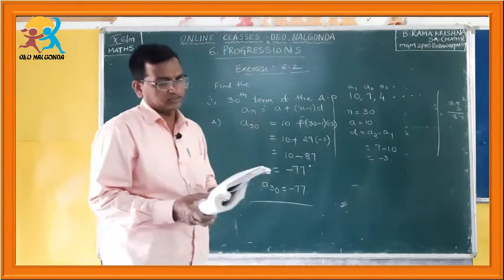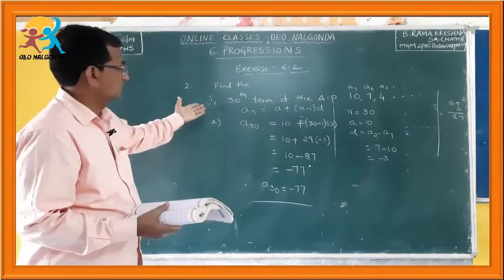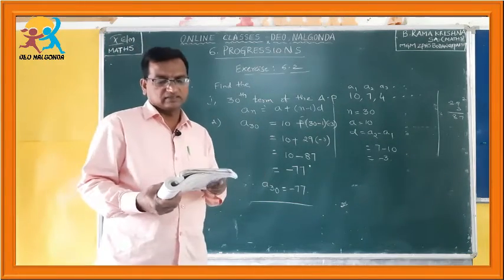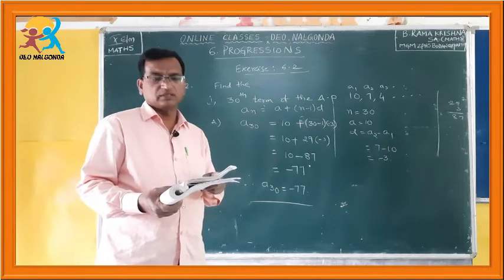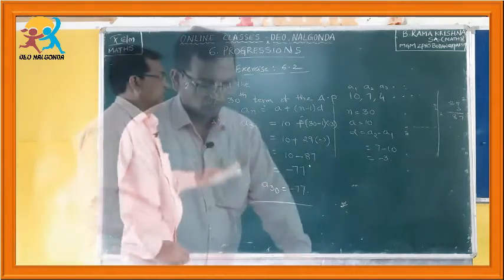What is he asking in the second question? Find the 11th term of the AP. Here the 30th term was asked, in the next question the 11th term is asked. So, you can do it on your own. Now, let us move on to the third question. What is the third question?